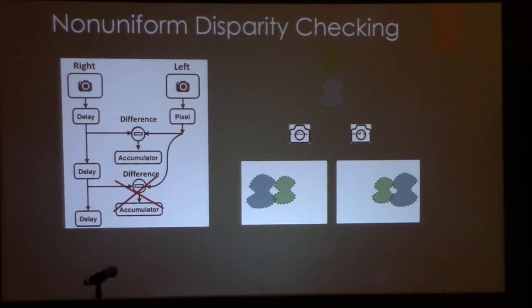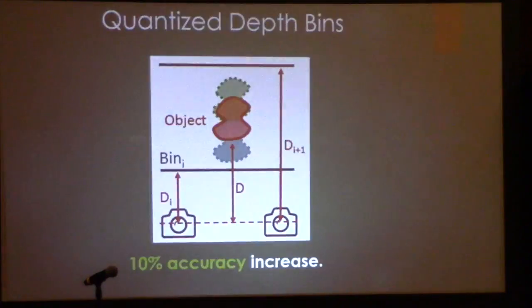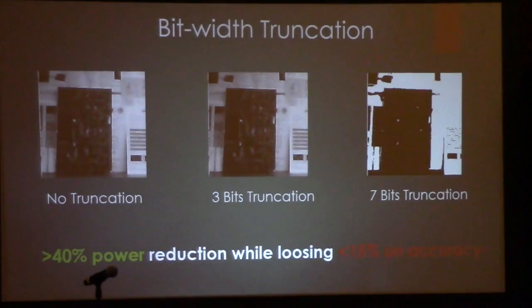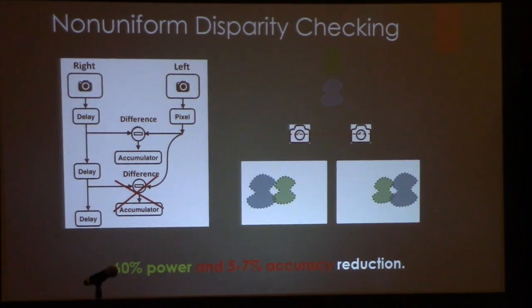Larger disparity means that as the disparity becomes larger, we might be able to skip some of these comparison checks. By doing this trick, we could reduce the power consumption of the algorithm by more than 60% while giving up only 5 to 7% accuracy.